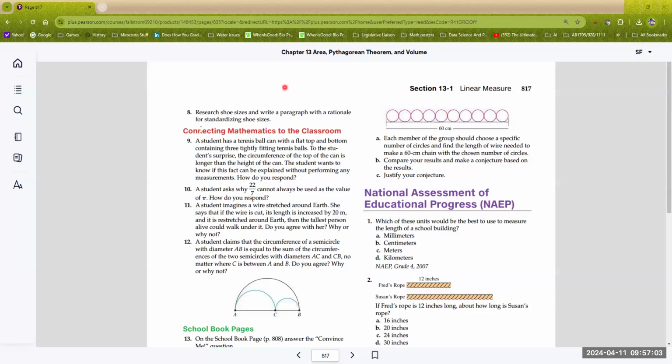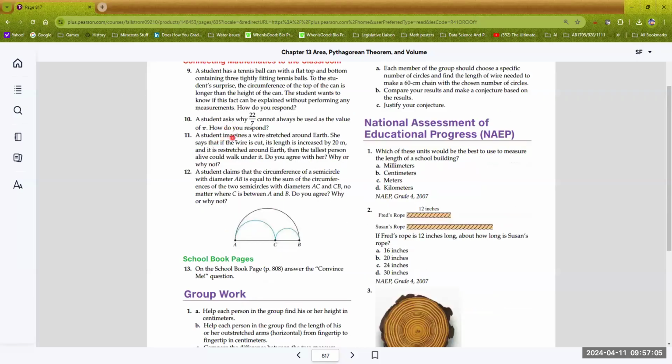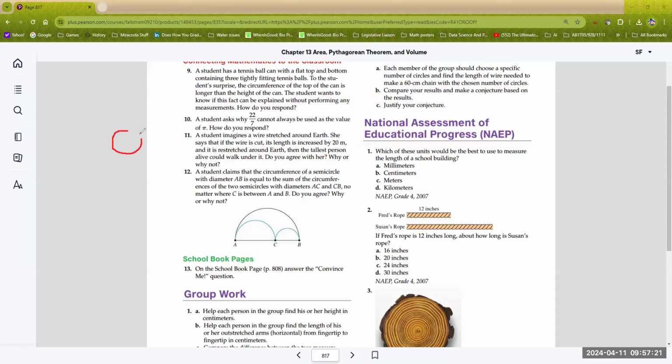Number 11. A student imagines a wire stretched around the earth. That looks good. He says if the wire is cut, its length is increased by 20 meters and it's re-stretched around the earth, then the tallest person would walk under it. Okay, that seems sketchy, right? Do you agree with her? Why or why not? So you have a shape like this, a wire that goes around the earth. So Google the radius of the earth, if you will, okay, and use that for your radius. I know they didn't give it to you here, but you can look it up.